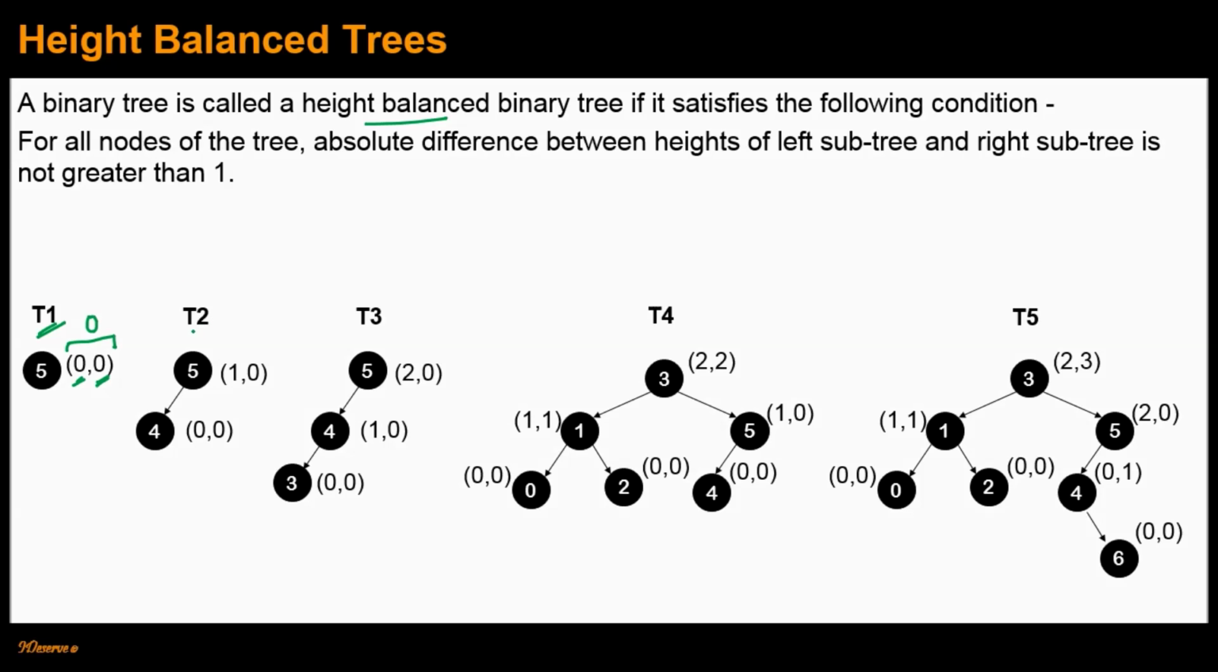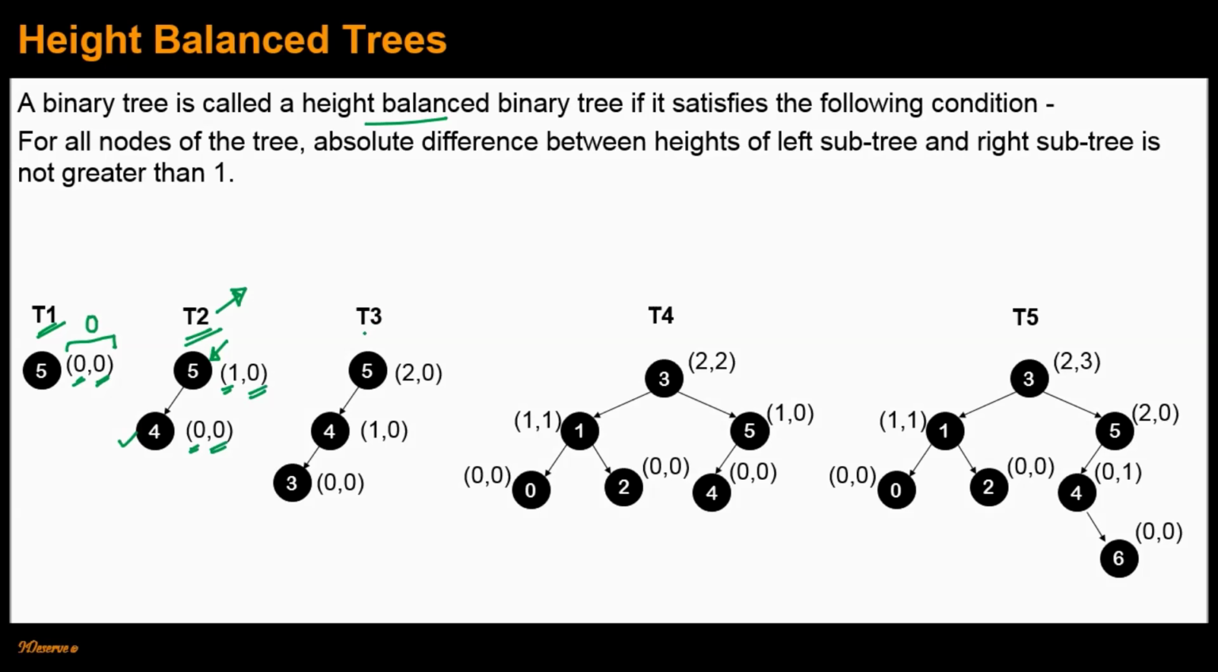Let's look at tree T2. Note that for node 4, left subtree and right subtree are null. Therefore, height of left subtree and right subtree is 0. Now, for node 5, height of left subtree is 1 and that of right subtree is 0. So, the difference between height of left subtree and right subtree is 1, which is not greater than 1, and therefore this tree T2 is also a height balanced tree.